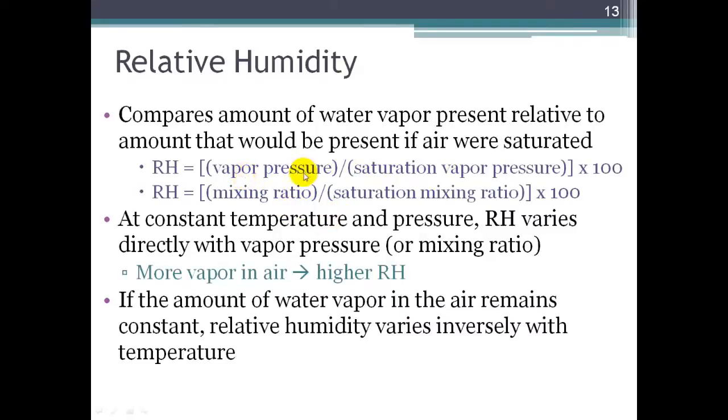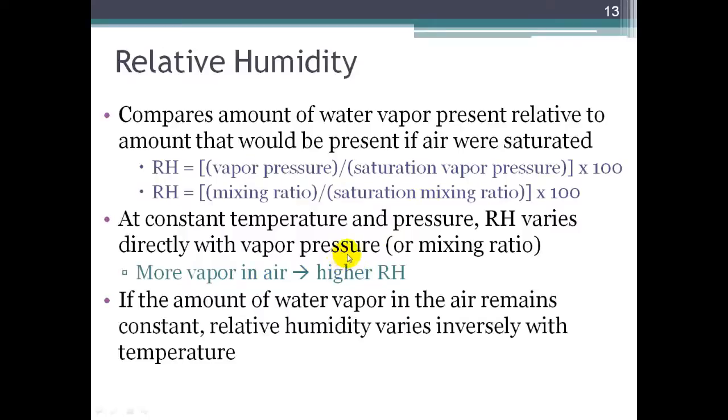Relative humidity is given as a percentage, so you see here a couple of different ways to calculate it depending on if you're dealing with vapor pressure or mixing ratio. So here we have relative humidity equals the vapor pressure divided by the saturation vapor pressure, and then to turn it into a percentage, multiply it by 100. Same thing for mixing ratio.